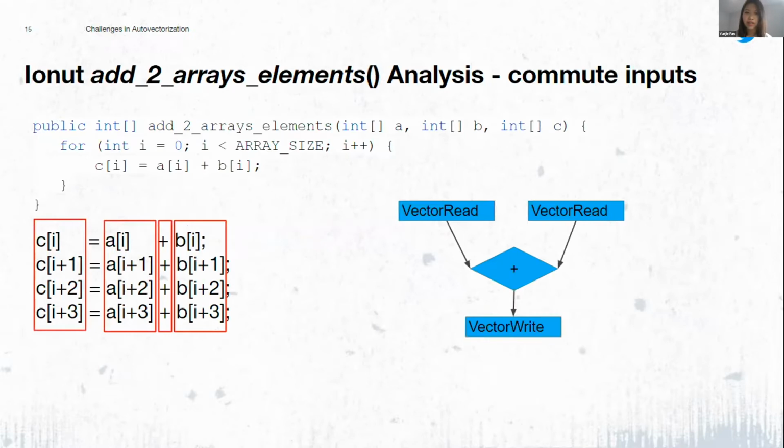And another thing that may prevent the autovectorization from taking place is that some of the pre-autovectorization phases will commute the inputs for commutative operators. Still, it's the same example code. Actually, after we unroll the loops by a factor of 4, we would expect the compiler to generate a vector read for array A and a vector read for array B, and also a vector add instruction. Finally, there's a vector write that writes back to array C.